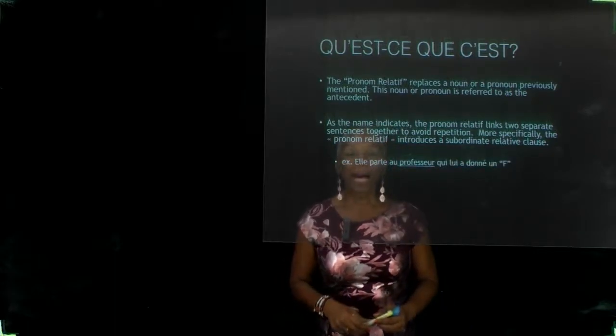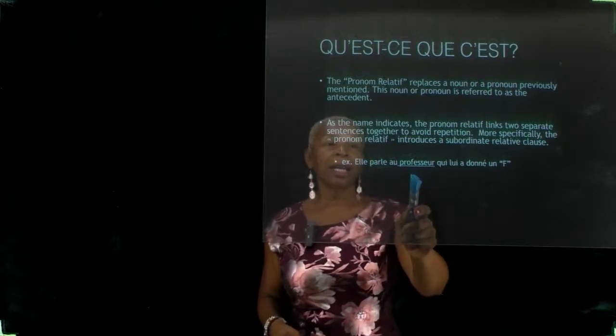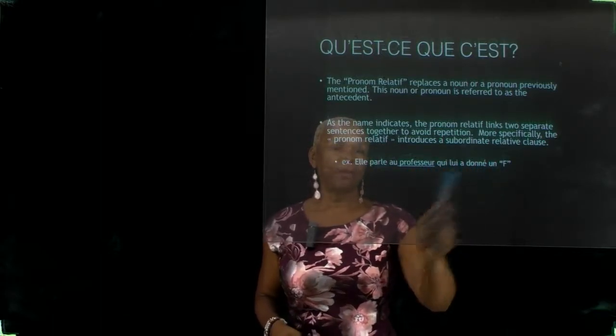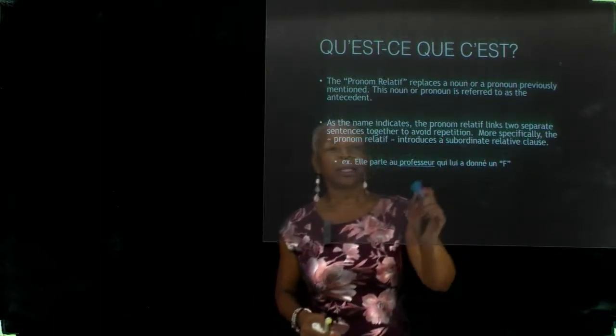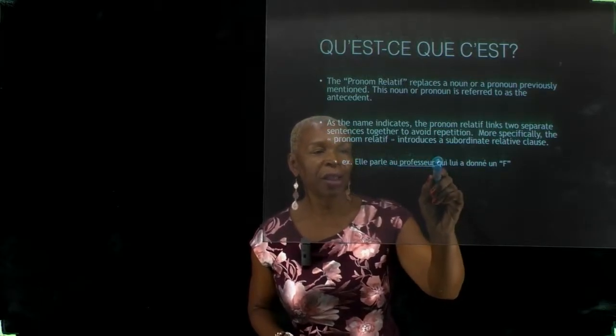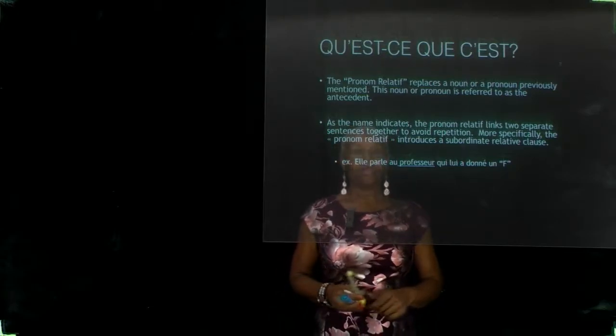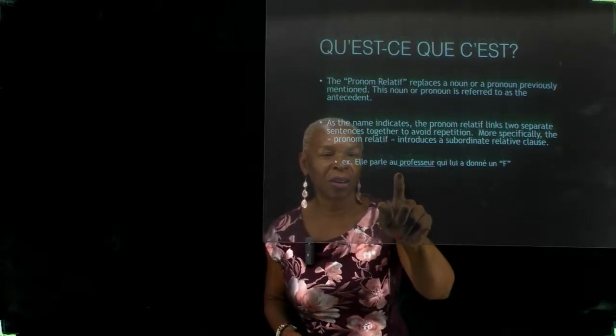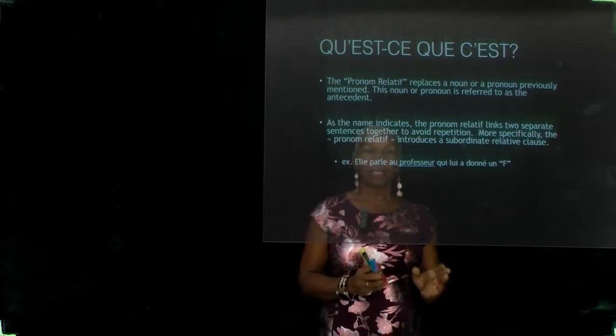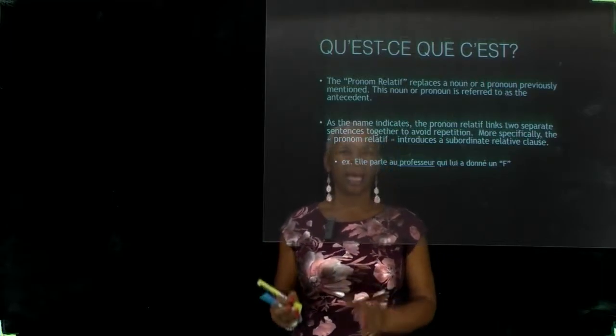Exemple, elle parle au professeur qui lui a donné un F. OK? Alors ici, vous voyez le pronom qui, OK? Qui est mis pour professeur. Et le professeur, c'est l'antécédent. OK? Le professeur lui a donné un F.